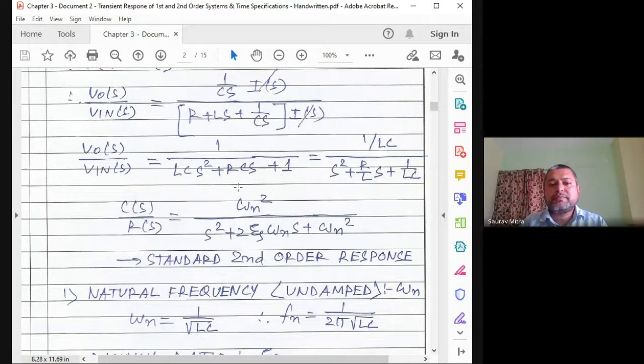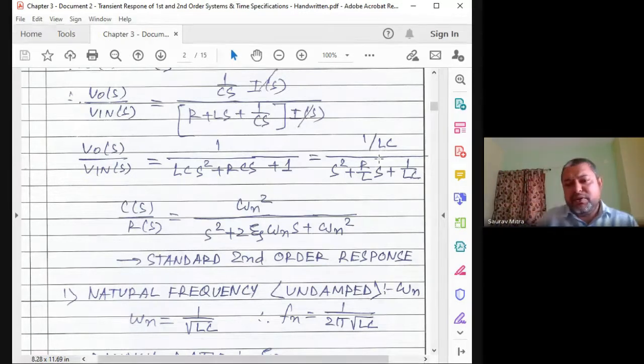That means numerator and denominator have to be divided by LC. So it becomes S square plus R by L S plus 1 by LC, and the numerator is 1 by LC. Very important equation as far as second order system is concerned. This is for the LRC system.